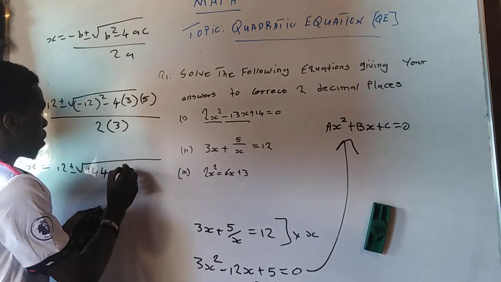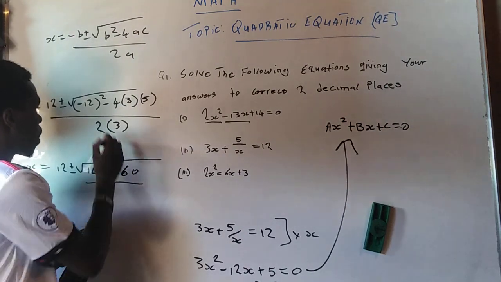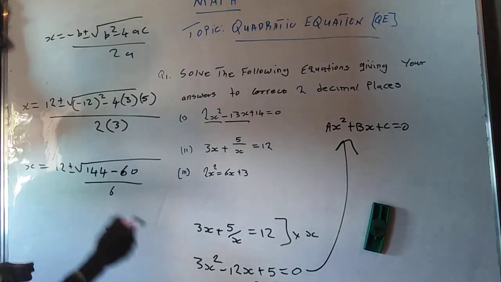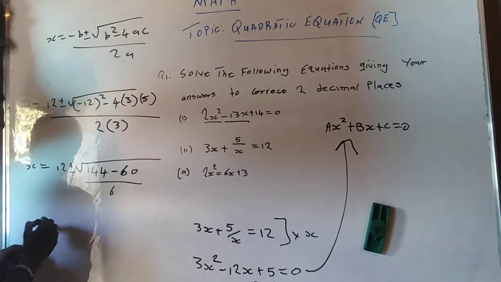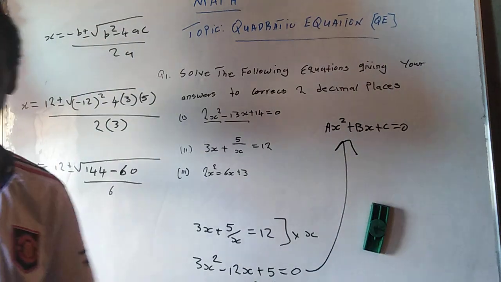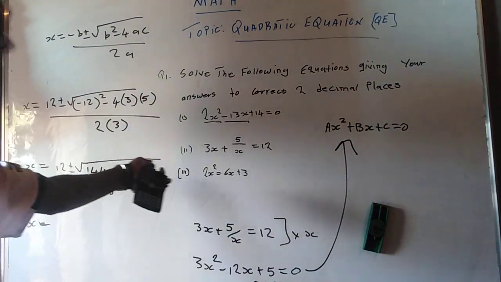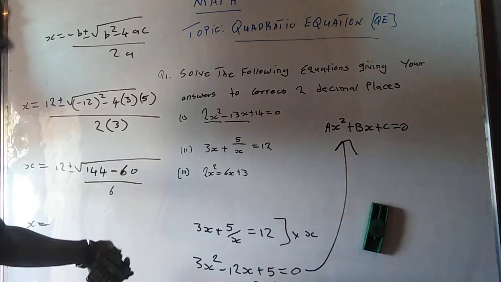12 times 5, you're going to come up with 60 over 2 times 3, you're going to come up with a 6. Okay. So now here you continue saying, here you just be dropping. Okay, you just be dropping. This is the simplest question. Okay, because it will also be guiding you on what to do.